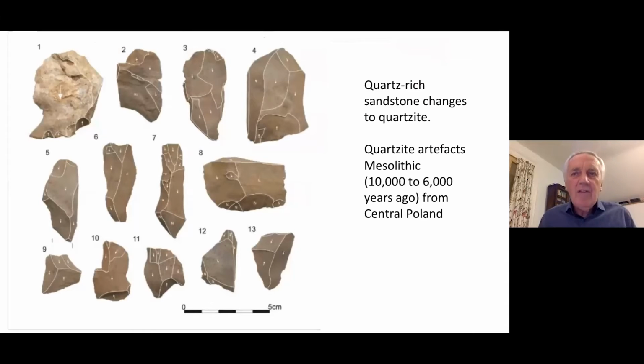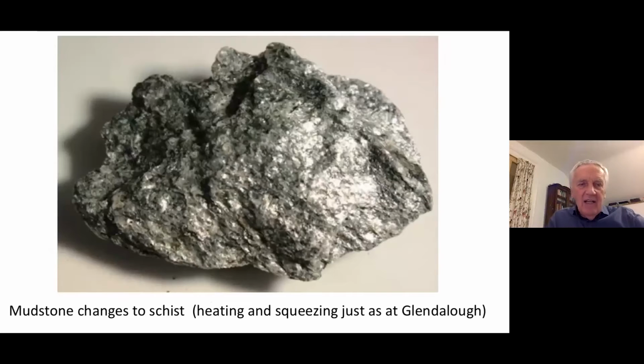So let's start with quartz-rich sandstone. That changes into quartzite. And these are not from Ireland, from central Poland, but these are artifacts that have been shipped from quartzite. So here's mudstone. That changes into schist, as you know. That happens in the roots of mountains, as well as we've seen at Glendalough, where there's squeezing and heat together.